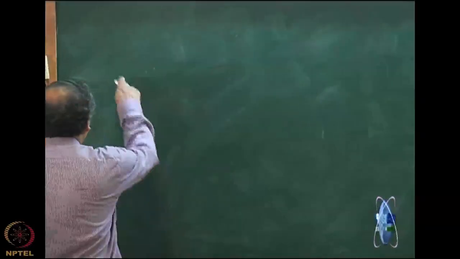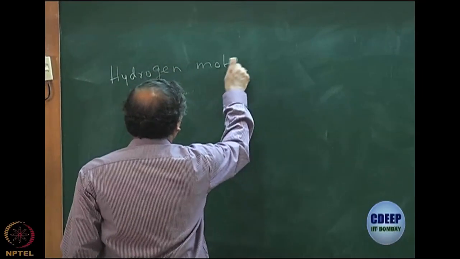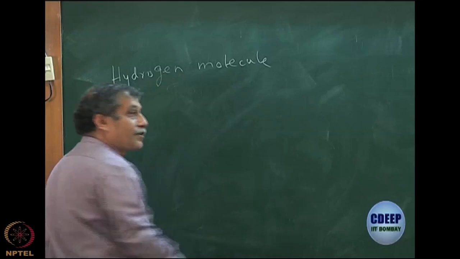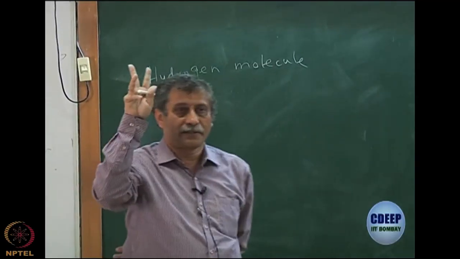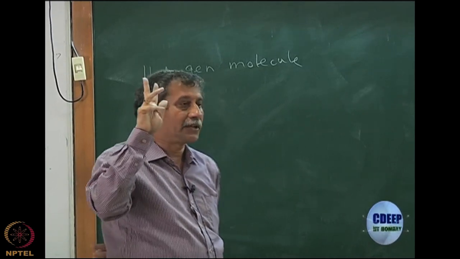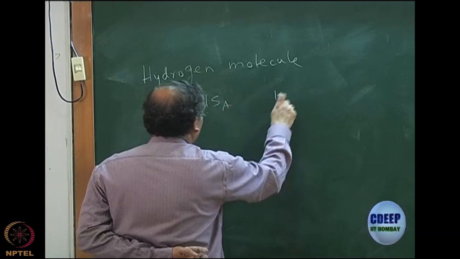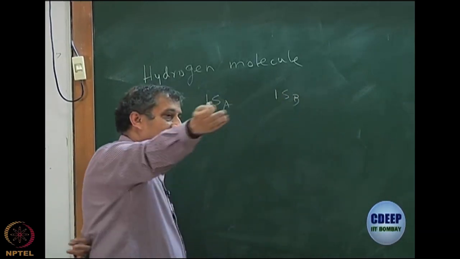So I go back to the hydrogen molecule. Hydrogen molecule is something that all of you have read very well. The hydrogen molecule has two atomic orbitals, the simplest basis that you can think of. What is the simplest basis? 1s a, 1s b. Remember, I did give this as an exam problem.